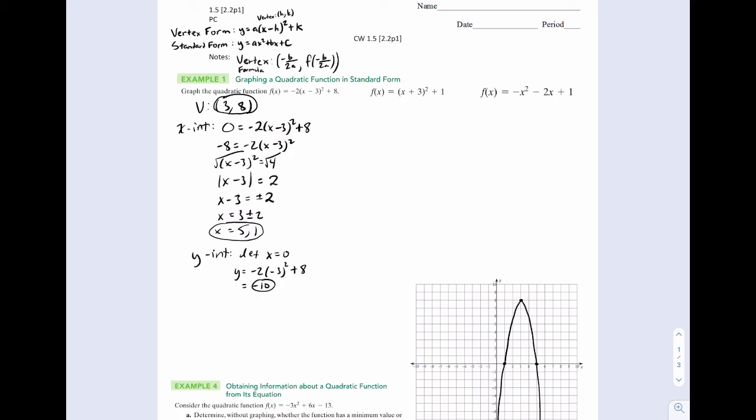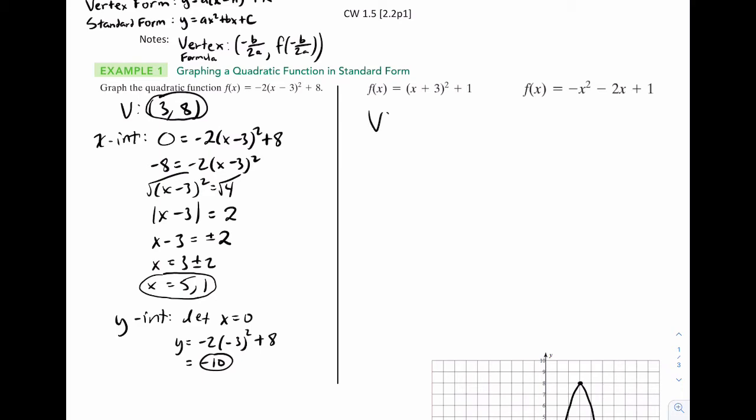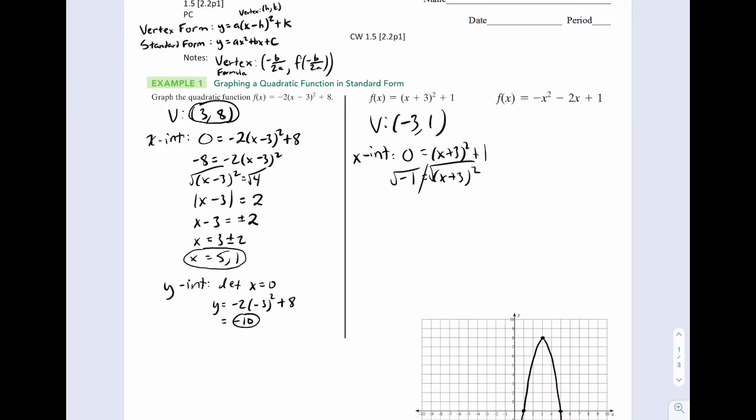Okay, now let's look at our second example. (x plus 3) squared plus 1. So the vertex, you can already see it. That should be (negative 3, 1). The x-intercept, this is going to be interesting. A couple of you may already notice. If 0 equals (x plus 3) squared plus 1, that would mean negative 1 is equal to (x plus 3) squared. When you root this, this is not going to work. So there's no real answer for this. Therefore, there's no x-intercept.